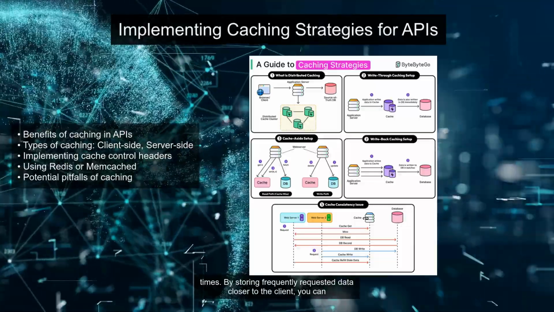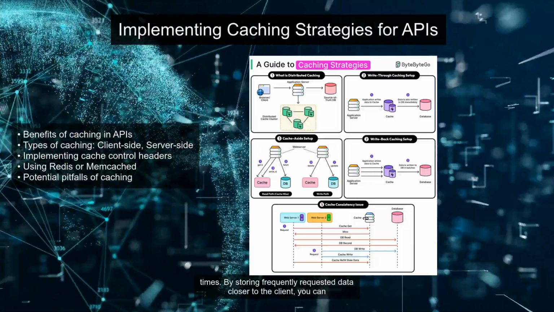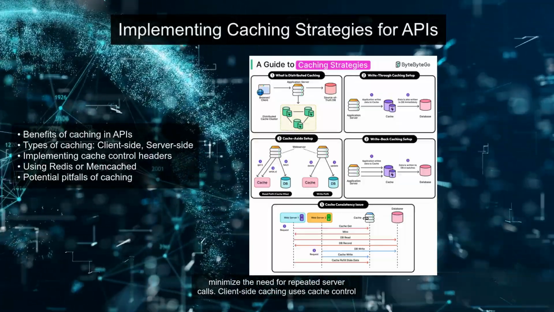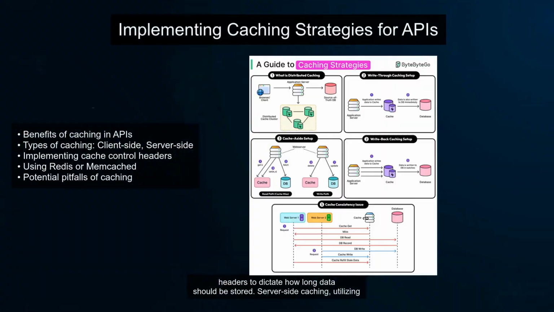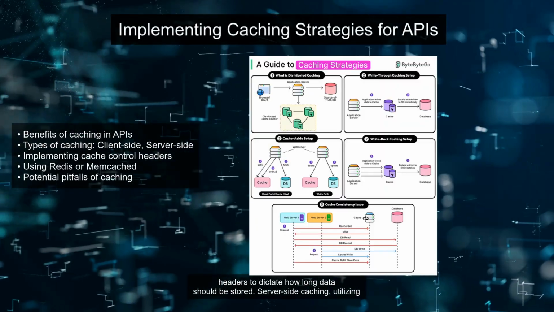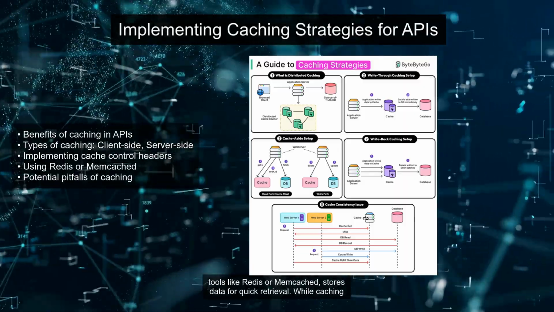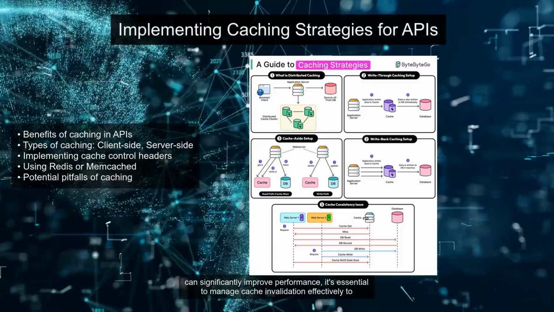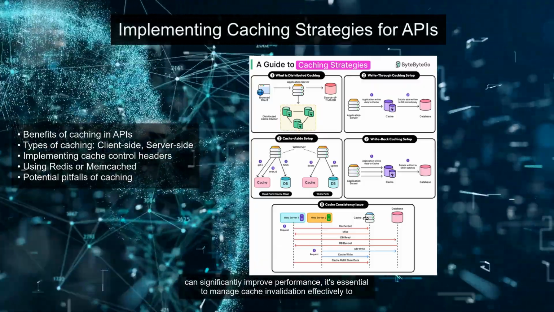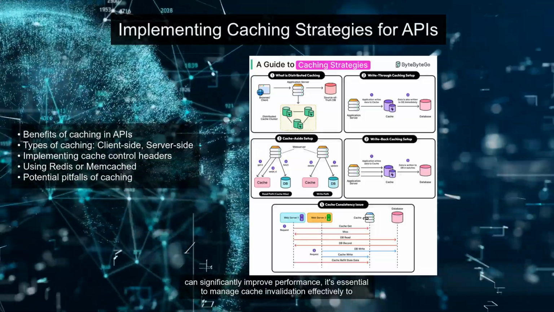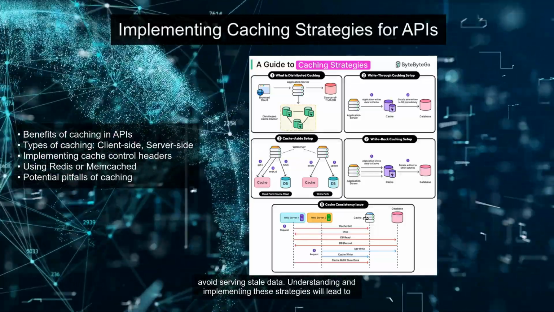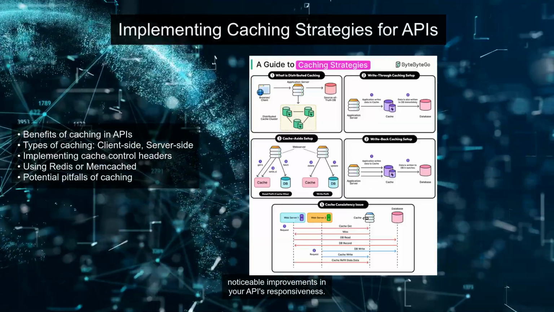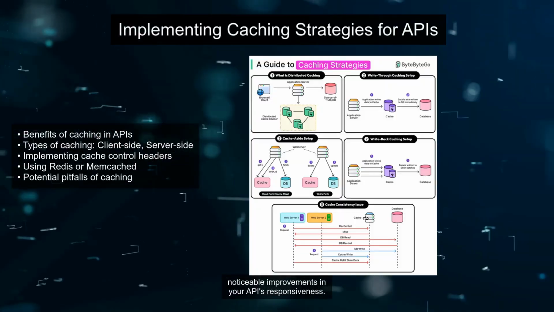Caching is one of the most effective ways to reduce API response times. By storing frequently requested data closer to the client, you can minimize the need for repeated server calls. Client-side caching uses cache control headers to dictate how long data should be stored. Server-side caching, utilizing tools like Redis or Memcached, stores data for quick retrieval. While caching can significantly improve performance, it's essential to manage cache invalidation effectively to avoid serving stale data. Understanding and implementing these strategies will lead to noticeable improvements in your API's responsiveness.